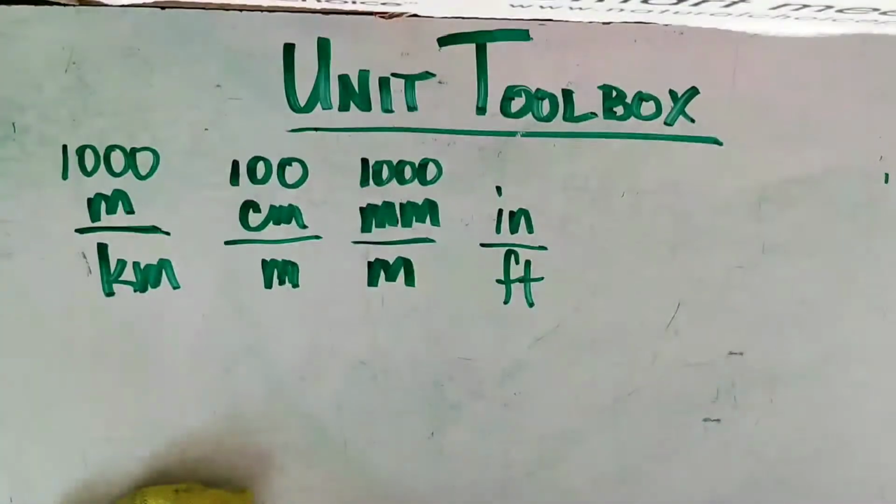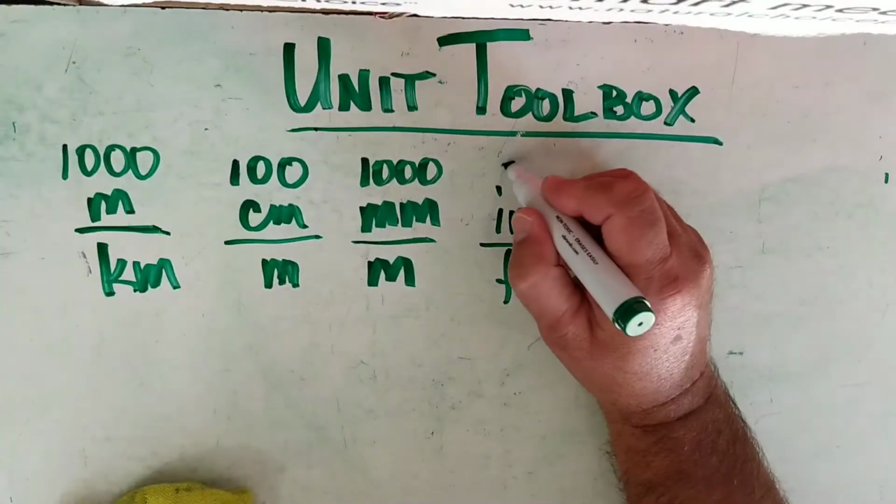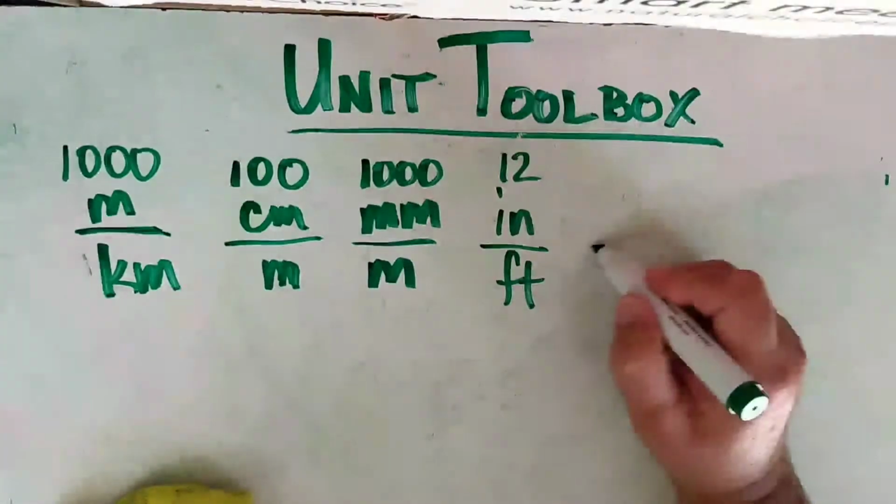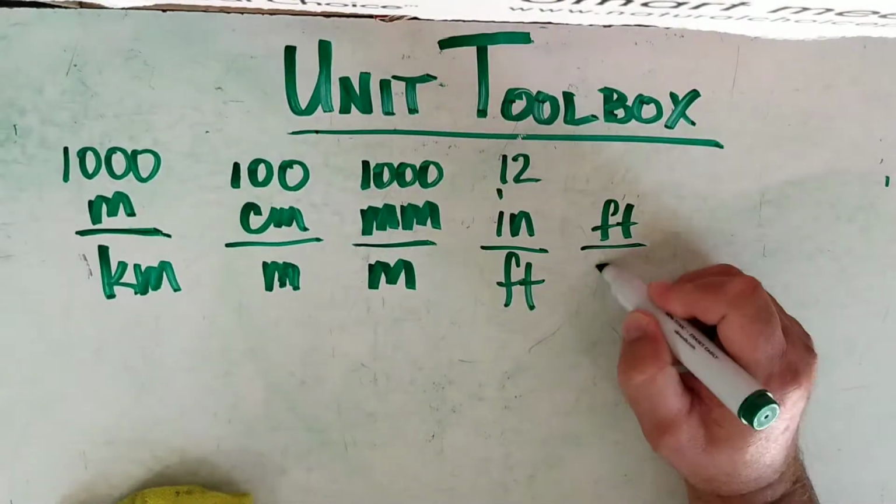So how many inches are in a foot? And you guys should already know this. 12 inches to a foot. Okay, now we're going to go from foot to yard.